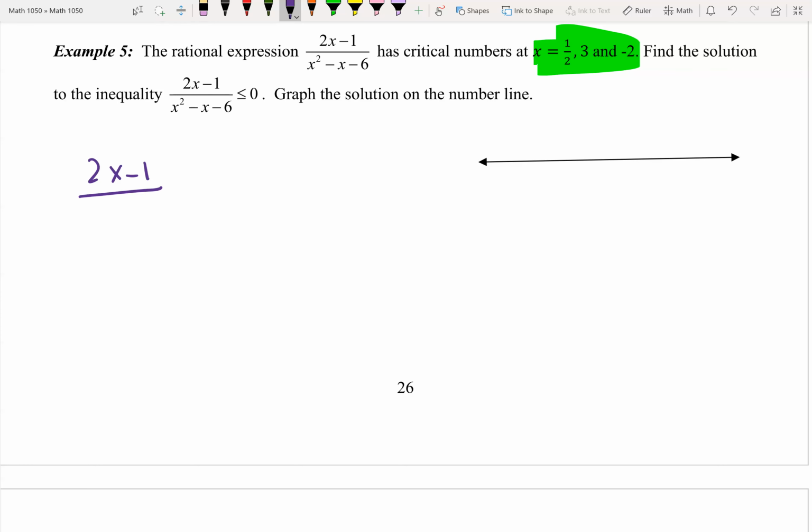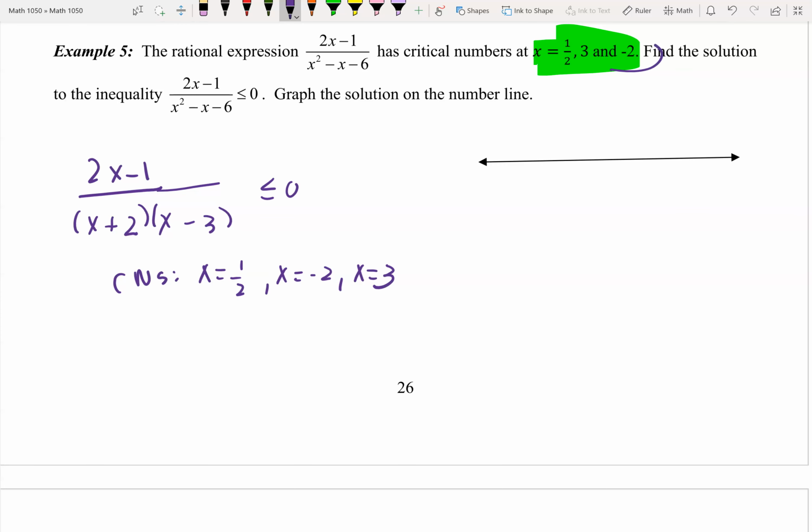So step number 1, get a 0, done. Step number 2, common denominator, not a thing. Step number 3, factor. So the bottom goes to x and x. The 6 goes to a 3 and a 2. Signs are different. Biggest is the negative. Looks like that. Set the top equal to 0, and you get x equals 1/2. Set the bottom equal to 0, you get -2, and you also get a +3. Well, they already did all that for you, so literally, I didn't have to do any of that.